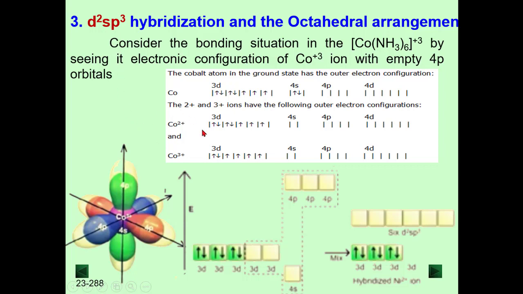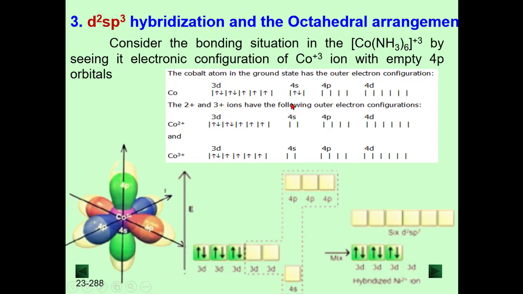For this you have to remember or study the electronic configuration of cobalt. This is normal cobalt. So basically cobalt has this electronic configuration. You may see there are about 7 electrons in the 3d orbital and 2 electrons in the 4s orbital. So this is basically the ground state electronic configuration.